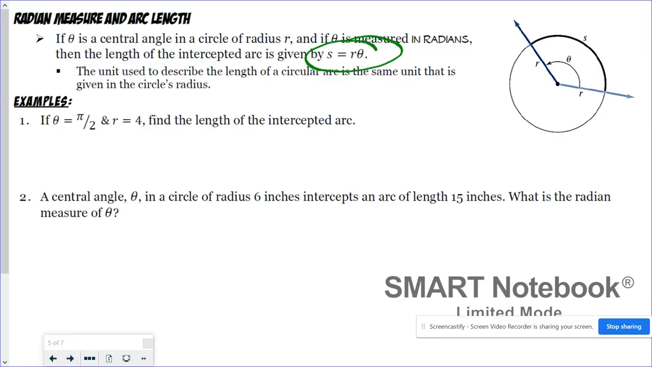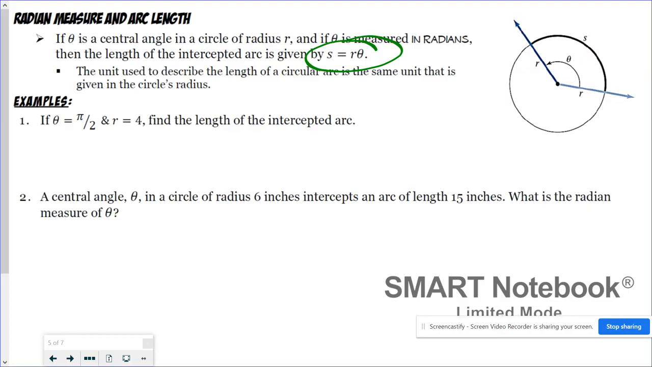So the arc length is equal to r times theta. It's a little bit simpler than the arc length for a degree, because for degrees it was 2 pi r times theta over 360. So if you already do the math, or if you're already starting with radians, you can instantly go to arc length by going radius times theta in radians.